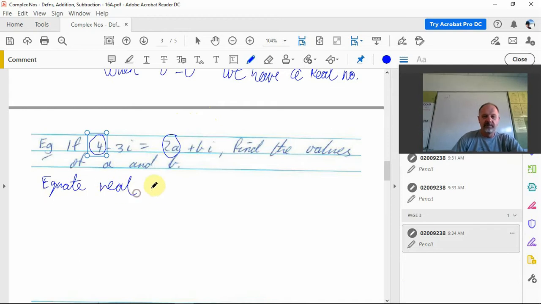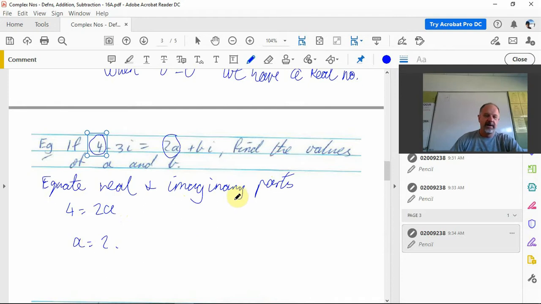So real and imaginary parts. So the real parts, 4 equals 2a. So if we divide both sides by 2, a would be 2. And then b is this bit, equating the imaginary part. And so over here on the left we've got -3 equals b. And so there's no more rearrangements that we need to do there.